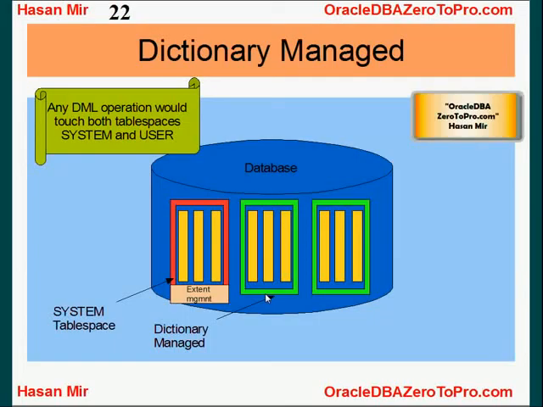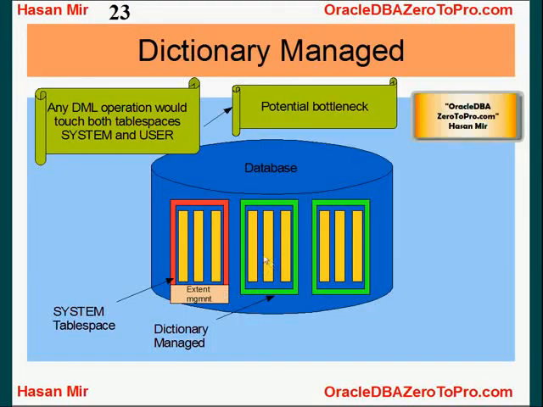So if any DML operation is being performed on any object sitting in this user table space, which is a dictionary managed table space, then the system will have to touch both table spaces. The system table space will be touched to read the extent management information, like where should the new records be created, and then eventually the original table space will be touched so that the operation can take place. So this can result in a potential bottleneck.